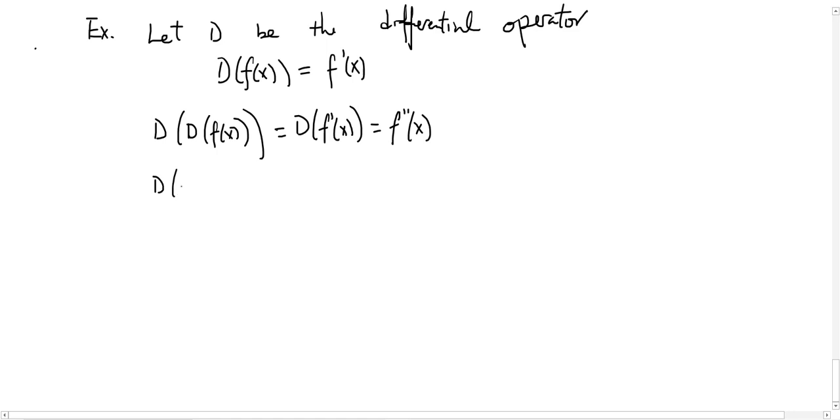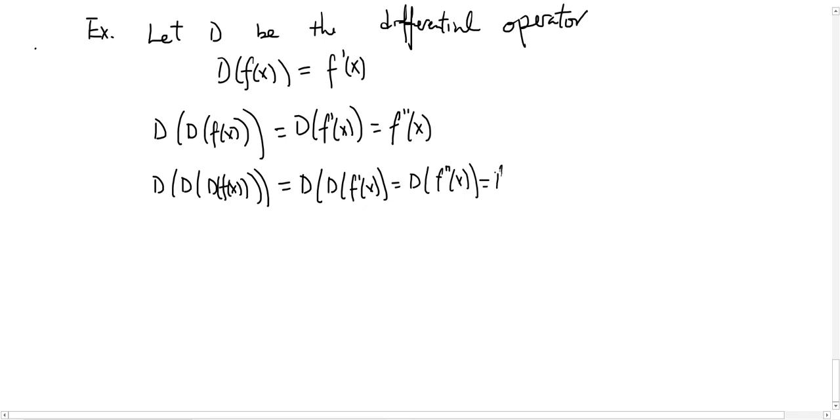And then if I do d of d of d of f of x, that would mean just d of d of f prime of x, and that's just d of f double prime of x, and that just becomes f triple prime of x. And then this process can go on forever until eventually we can define d to the nth power. I'm going to say d to the n power of f of x, and that just becomes the nth derivative of f at x.